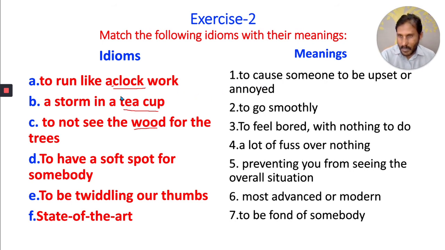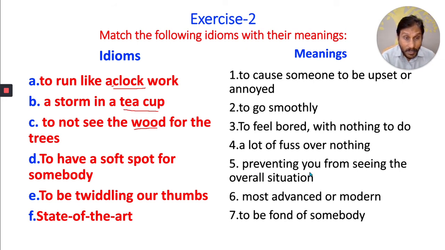First one, to run like a clock. I'll read out all the meanings as well, just so you can connect. To cause someone to be upset or annoyed. You will upset a person or you will irritate a person. To go smoothly. It's something which runs very smoothly without any hitch, without any glitch. Seamlessly it runs. To feel bored with nothing to do. Another meaning, a lot of fuss over nothing. You are making a lot of hue and cry, but there is nothing in it.